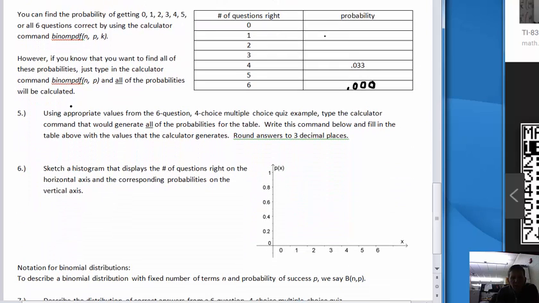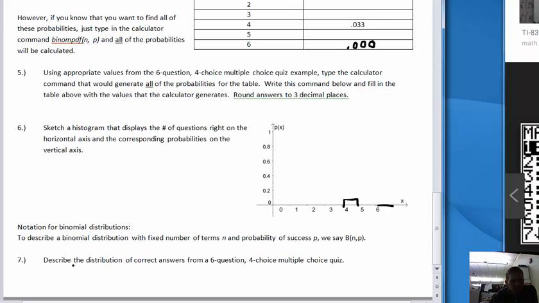Armed with that information, you should be able to answer question 5, which is generate the numbers in the table. Problem 6, which is make a histogram. We already know the height for the histogram at 6 questions right is 0. So we're not really going to have any graph here. And for 4, you can only go up to 0.33, so that's going to be a pretty small graph here too.